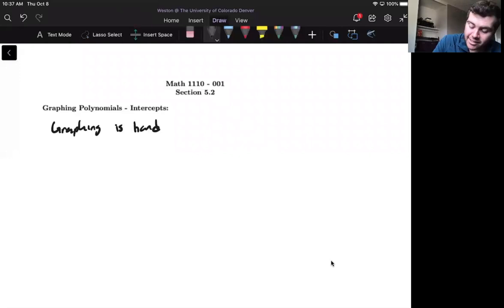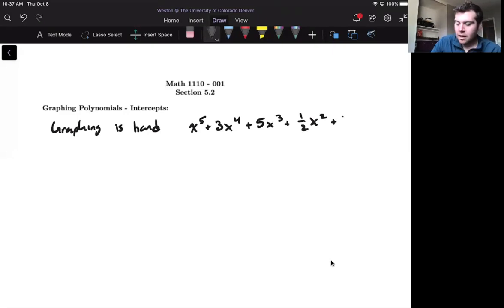But it's hard in the sense that if we wanted to graph something like x to the fifth plus 3x to the fourth plus 5x cubed plus 1/2 x squared plus 7, we would run into quite a bit of trouble. And you might be thinking, well, why don't I just plug it into Desmos and do that? And yeah, that's exactly how we would approach graphing something like this.